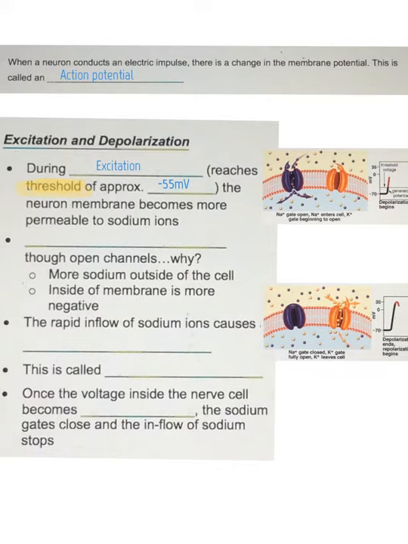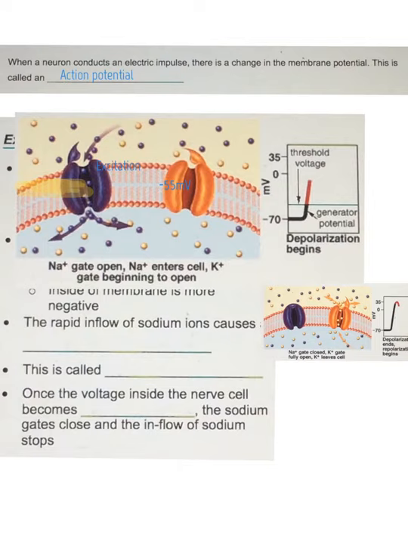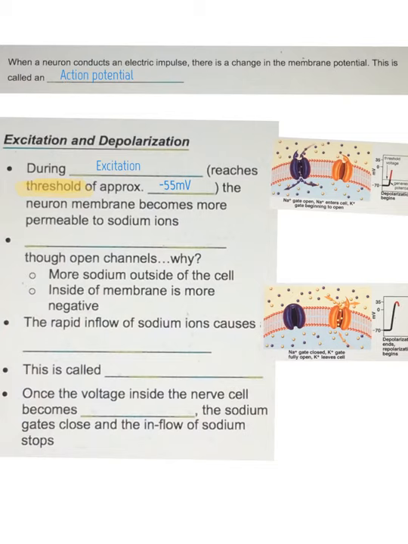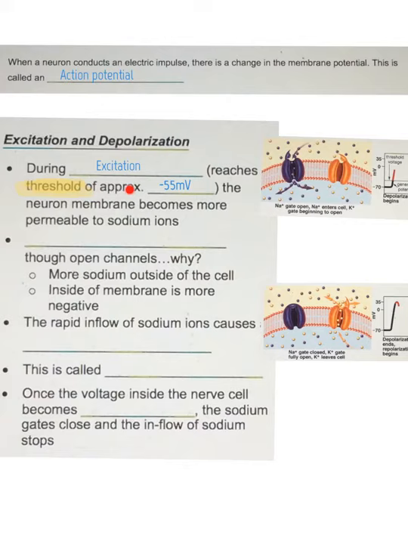Okay, so if we look at the picture over here, okay, right over here, you can see that the negative 70 was at rest, and there's something called a threshold, and that's that line right here. So if the signal's not strong enough to reach negative 55 millivolts, then that means that the action potential won't happen. Okay, so once it gets to that point, it's going to fire, but it has to get to that level before it will fire at all. Okay, so it has to be at least excited enough to get to negative 55 millivolts. Okay, so during excitation, it has to reach a threshold of approximately negative 55 millivolts.